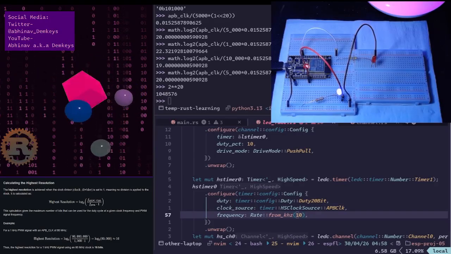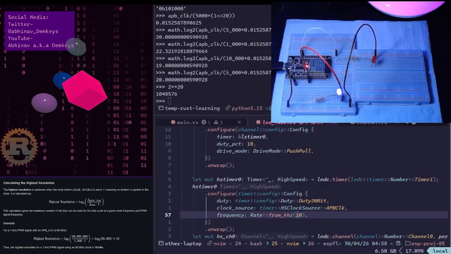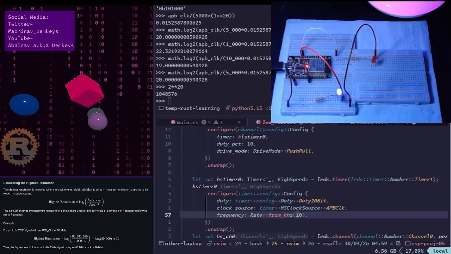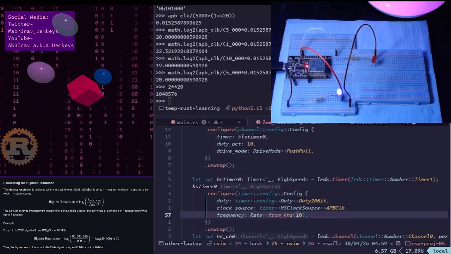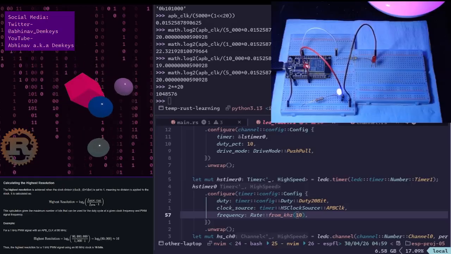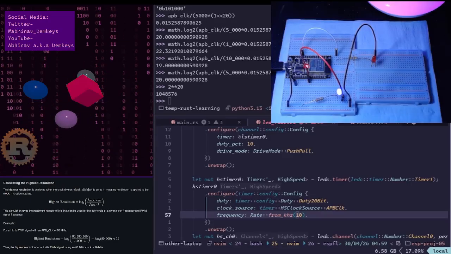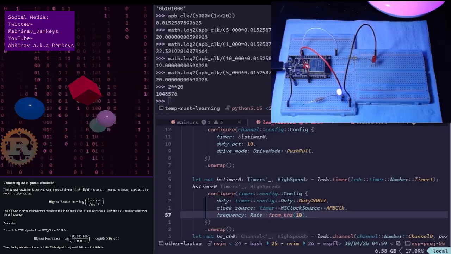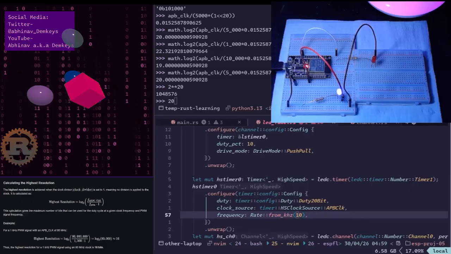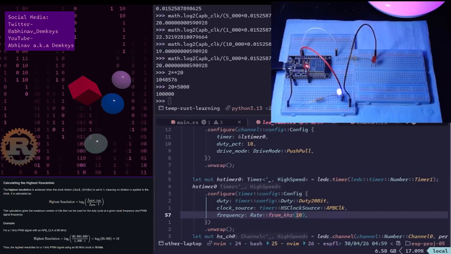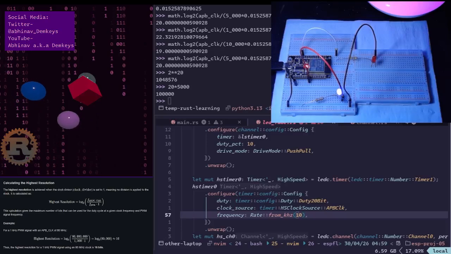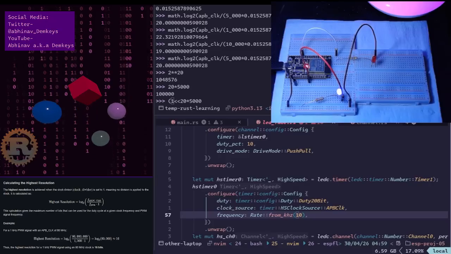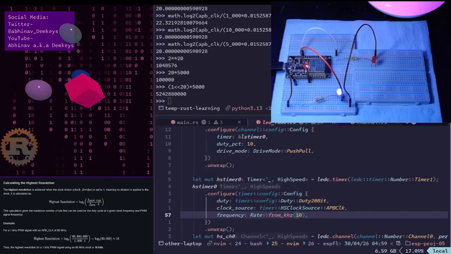Oh yeah, wait. Frequency is the number of cycles per second, right? Duty resolution is the number of ticks per cycle. So yeah, we just multiply them. So I think the reason this is not working is because if we are doing 20 bits and then multiply that by 5,000, that is our value.